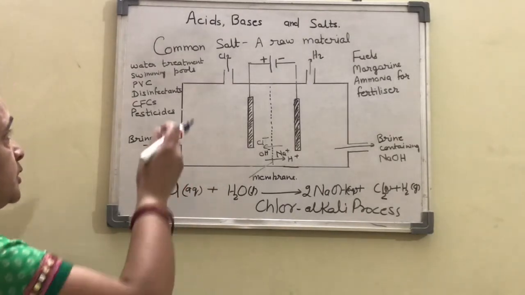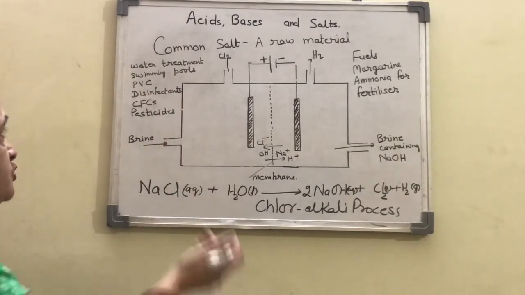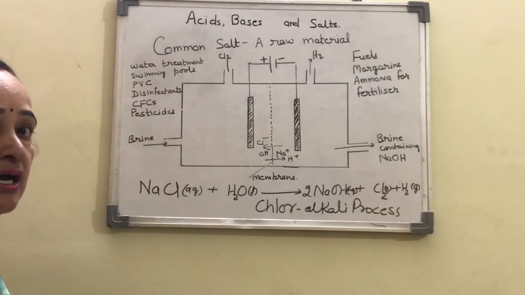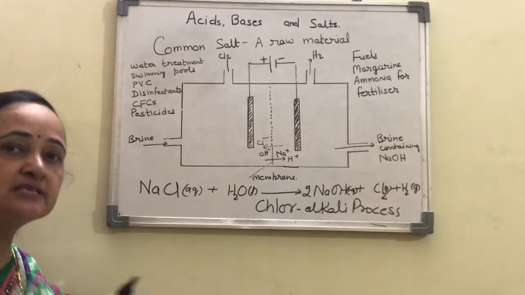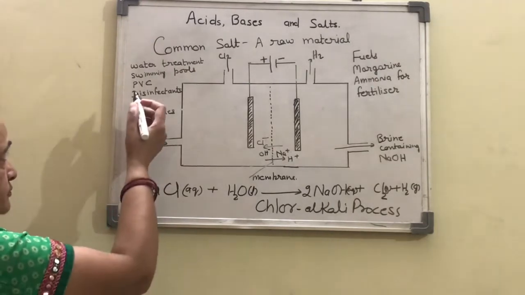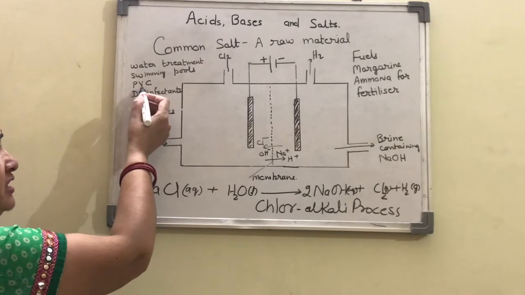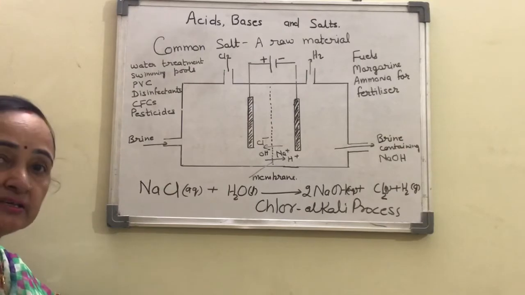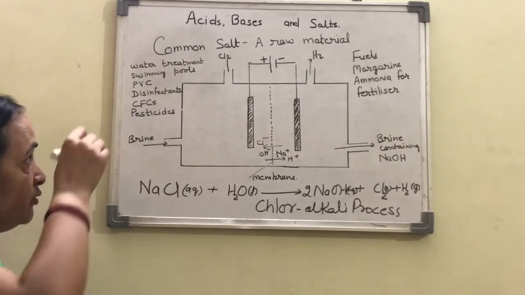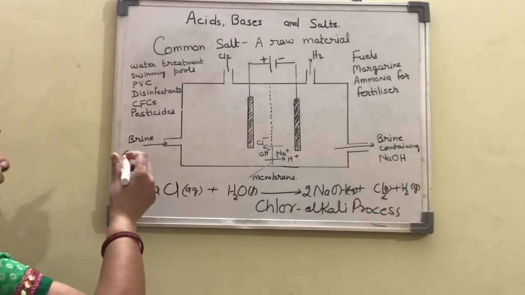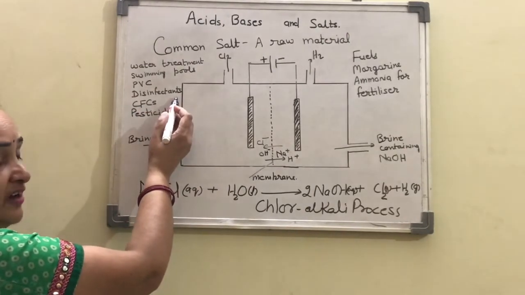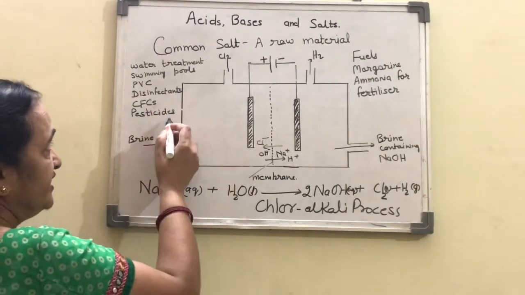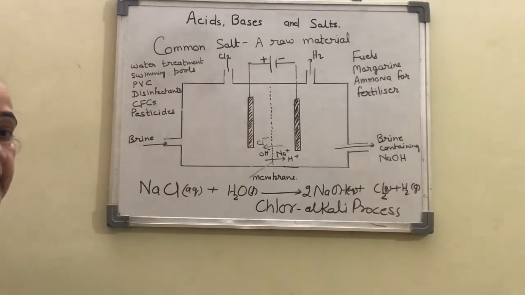Then comes the chlorine gas. Chlorine gas, you know that it is used as a water treatment for swimming pools. In swimming pools it is poured there so that it cleans the water. Then it is also used to prepare PVC. What is PVC? PVC are the pipes, polyvinyl chloride. Chloride is there, so that chlorine is obtained from here only. Then it is used as a disinfectant. Chlorofluorocarbon, CFC, this you know. Then pesticides. So there are various uses of chlorine gas here.